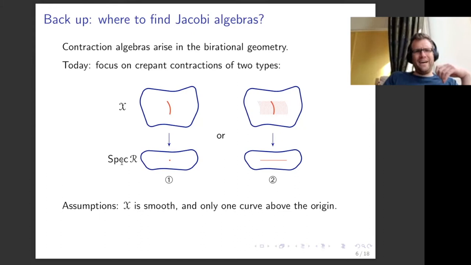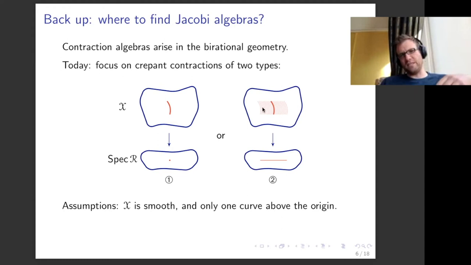I've stripped out the technical assumptions here, so let me talk you through what they are. Either I have a flopping contraction of a threefold. What does this mean? I have some sort of Calabi-Yau threefold, at least locally around the curve, and I have a single curve in that space, and I can contract that single curve to a point. There are some technical assumptions that you need to satisfy, but I want my flopping contraction X to be smooth. There are loads of these in birational geometry, and that's one of the settings. And the other setting is a crepant divisorial contraction to a curve.